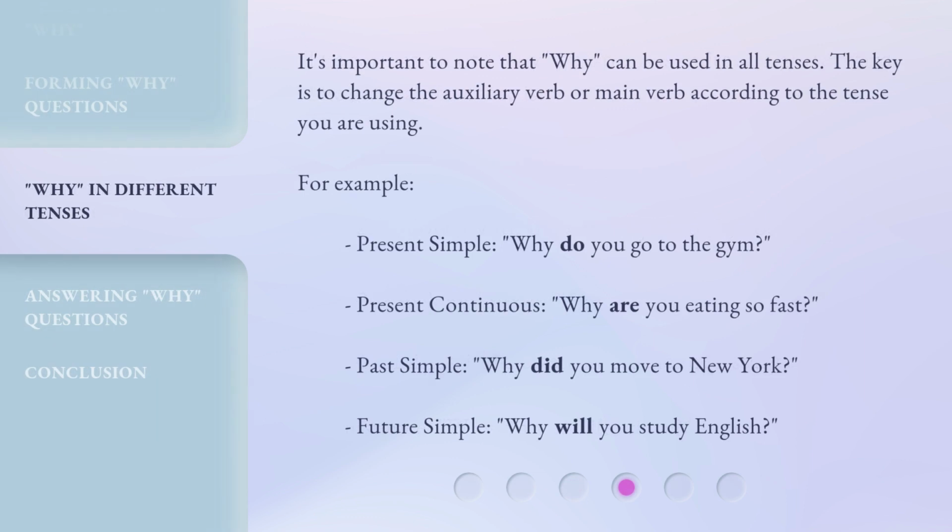It's important to note that why can be used in all tenses. The key is to change the auxiliary verb or main verb according to the tense you are using. For example, present simple: why do you go to the gym? Present continuous: why are you eating so fast? Past simple: why did you move to New York? Future simple: why will you study English?